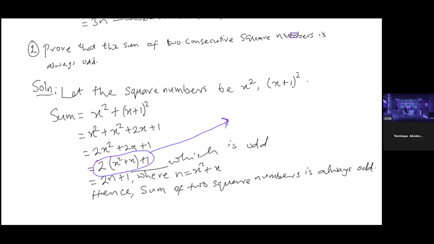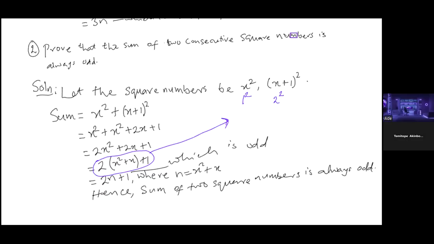You may want to ask me, can't s take 1? Yes, s can take 1. If s is 1, for instance, that means the first number here will be 1 squared, and the next number here will be 2 squared. 1 squared is 1, 2 squared is 4. 1 is also a square number because the square root of 1 is 1. Am I communicating?